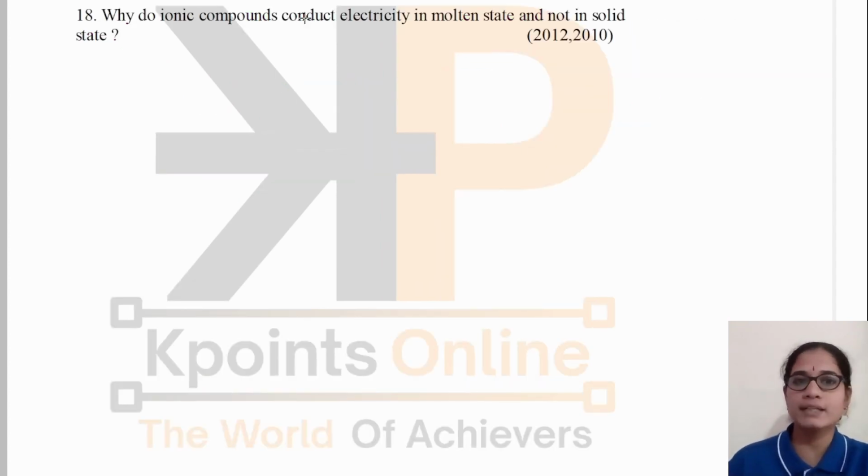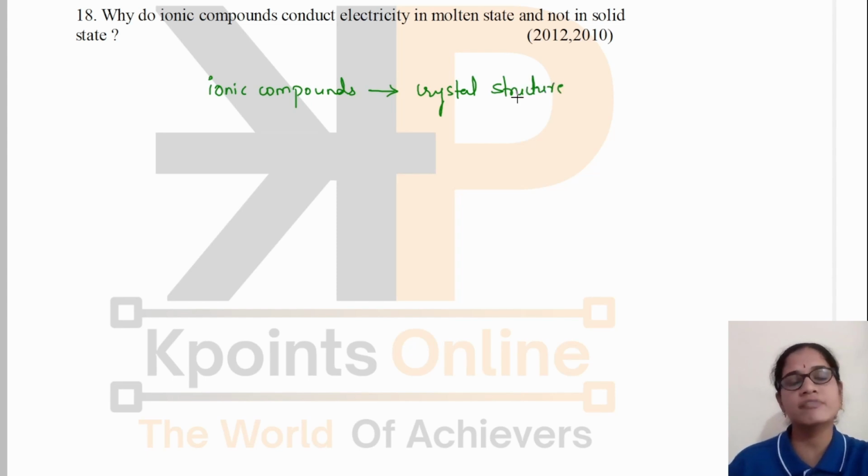Okay. Next, why do ionic compounds conduct electricity in molten state and not in solid state? We know that ionic compounds are present in the form of a crystal structure, where there is a definite arrangement of the ions. The ions are present in the form of layers in a definite geometrical pattern to form a crystal lattice. So in the solid state, ions are not available for movement, which means they are not mobile.